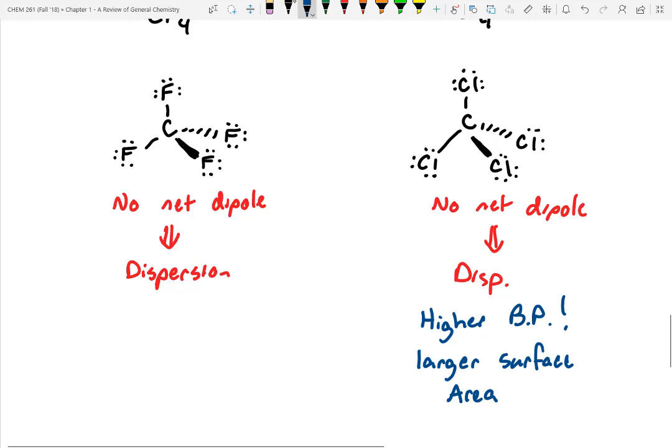So there may be questions on exams throughout this term where I ask you to predict the relative boiling point. Just remember to break it down, ask about the intermolecular forces, and then assess them from there.